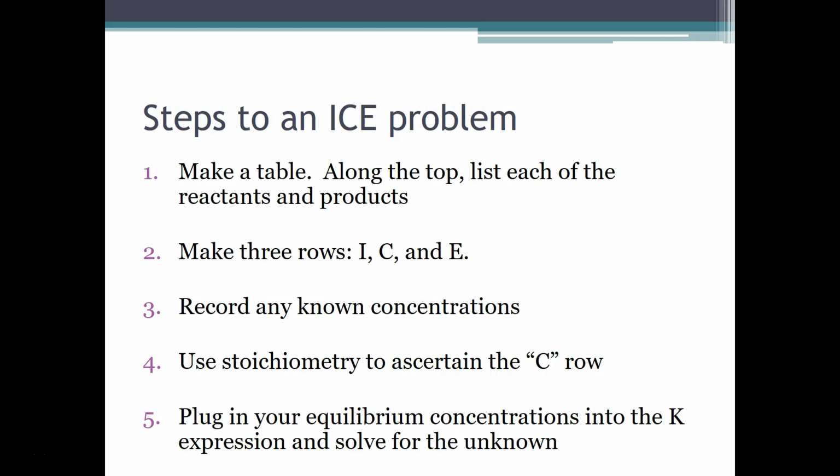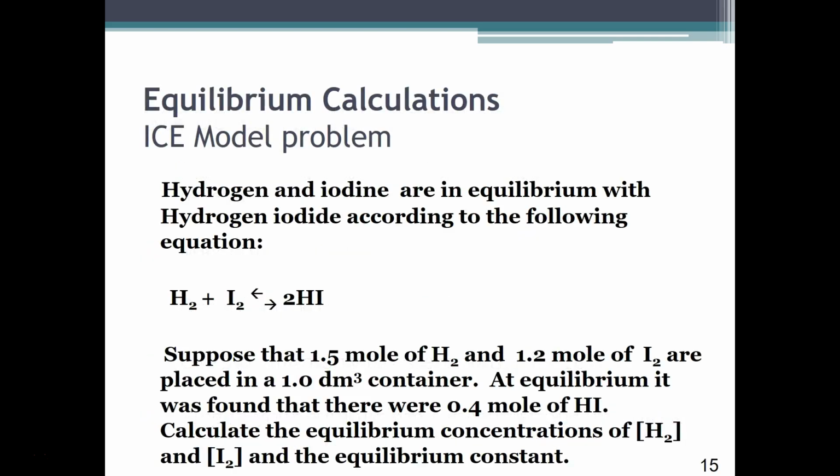When we do ICE problems, the first thing we do is make a table. Along the top of the table, we'll list each of the reactants and products with their stoichiometric coefficients. We'll then make 3 rows, I, C, and E. We'll record any known concentrations, that is, concentrations that the problem gives us, or ones that we can infer using our chemical intuition. We'll then use stoichiometry to ascertain the C row, and plug our equilibrium concentrations that we find by doing that into the K expression and solve for the unknown. So let's look at an example.